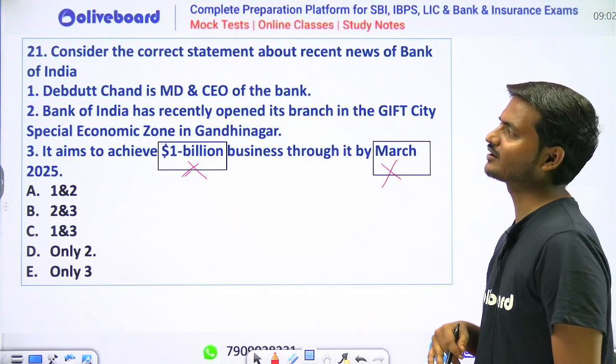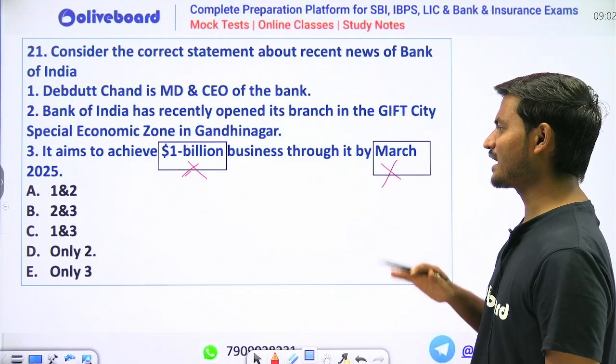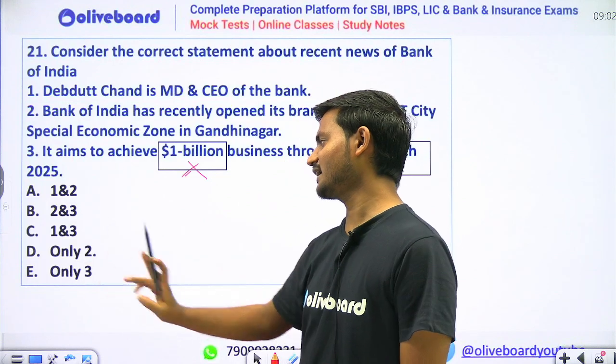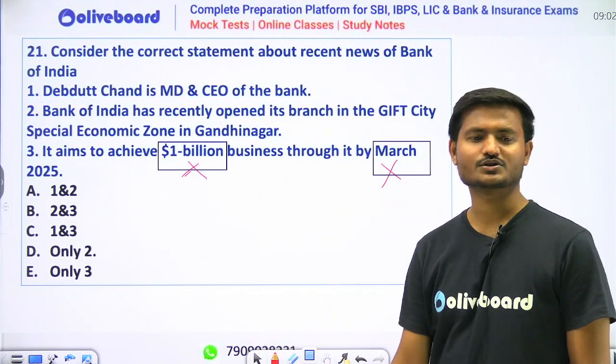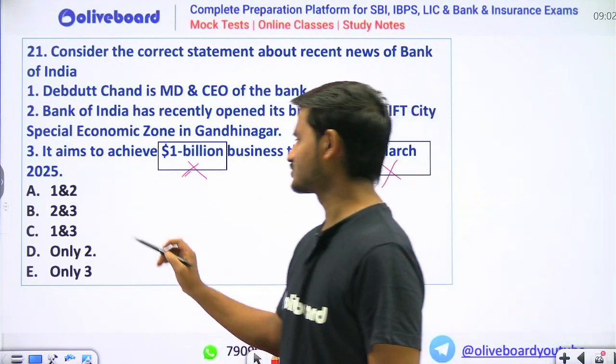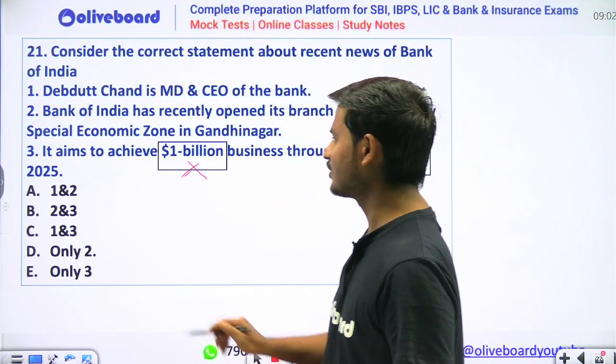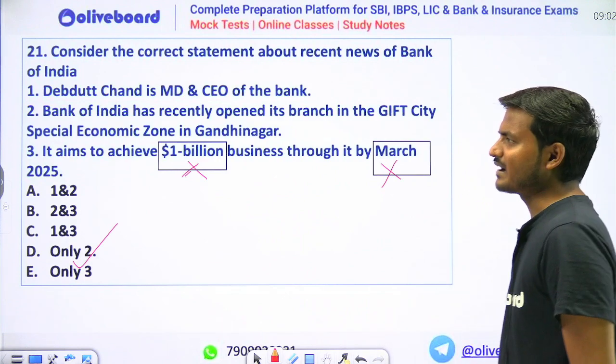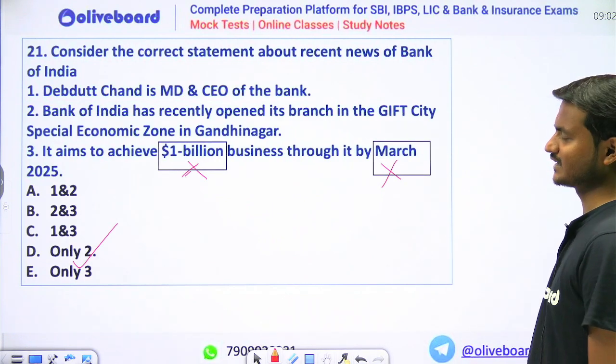Debadutt Chand and Bank of India has recently opened. So if I eliminate 3, we are left with only two options, that is A and D. Now it's totally on your luck whether you will hit A or D, but here the option is D, that is only 2. Bank of India has recently opened its branch in the Gift City.